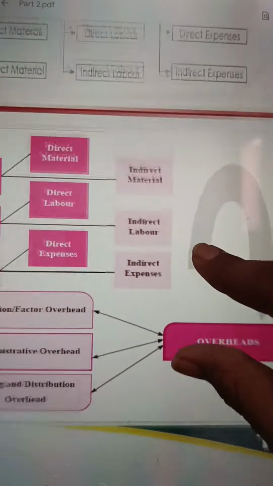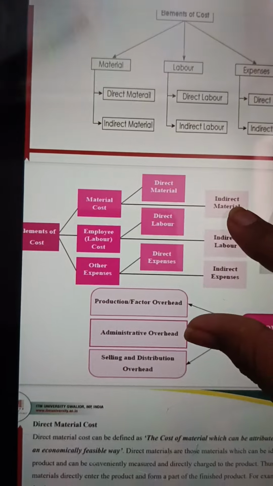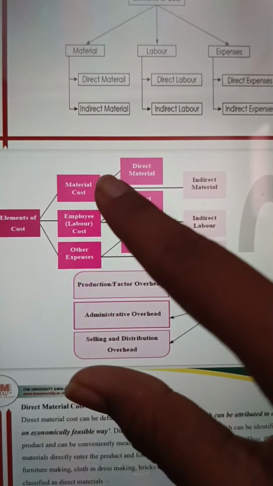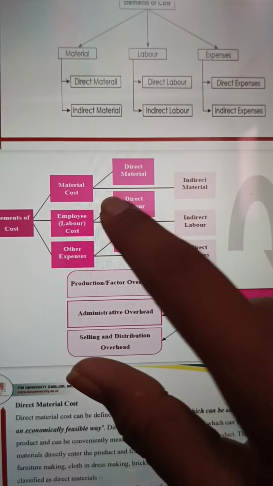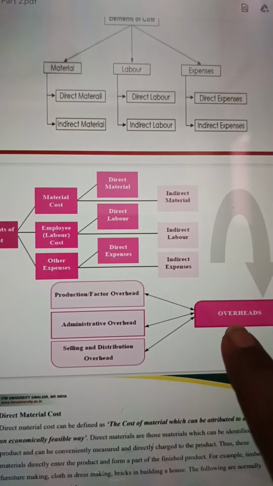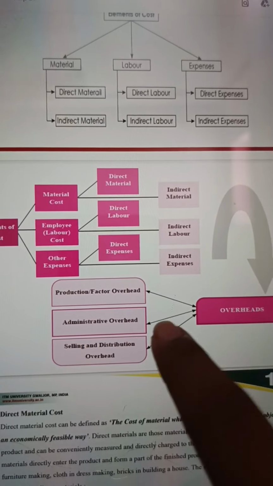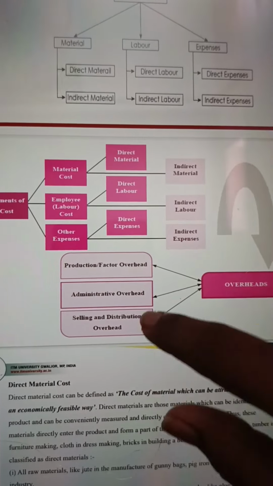Next you come to the overheads and prime elements of cost. These are the elements of cost: material cost, employee labor cost, other expenses. Same as before, this is direct material and indirect material, direct labor and indirect labor, direct expenses and indirect expenses, what we have seen in this. And next is overheads. Overheads combine the production or factory overhead, administrative overhead, and selling and distribution overhead.